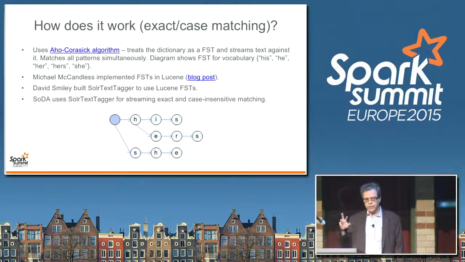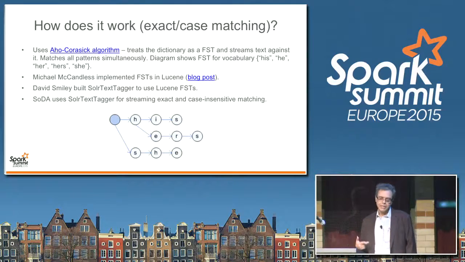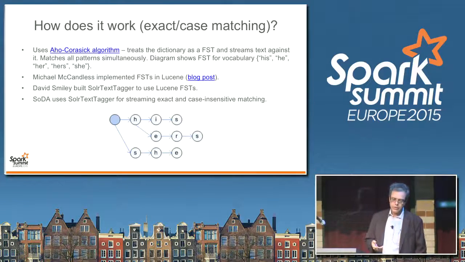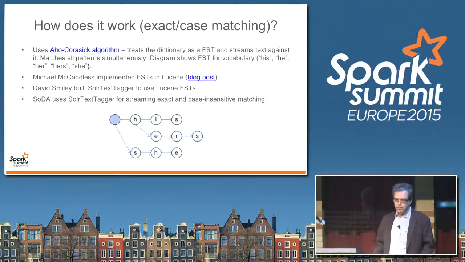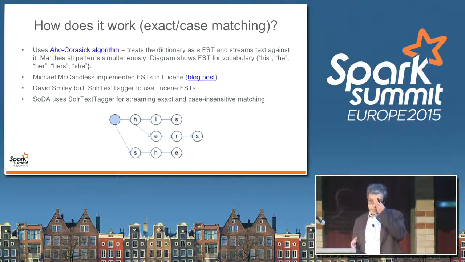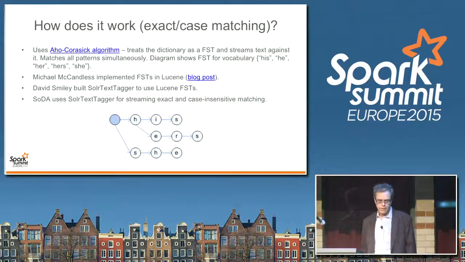Like I said, we have two high-level modes of matching. The exact matching side uses the Aho-Corasick library, the Aho-Corasick algorithm. It treats the dictionary as an FST, a finite state transducer. It's basically a big graph data structure, a tree kind of thing, and streams the text against it. So all patterns are matched simultaneously. If you look at the diagram below, it's for a very small vocabulary of his, he, her, hers, she, right? You can find these words if you traverse the tree.